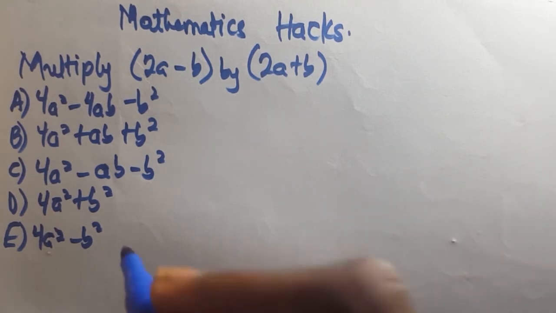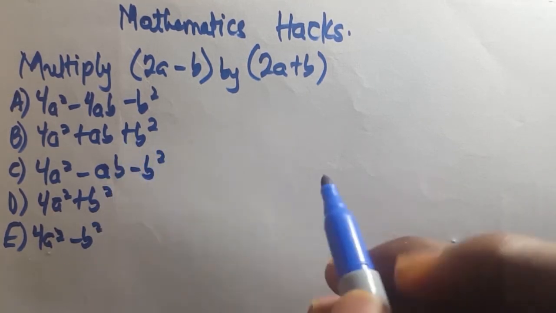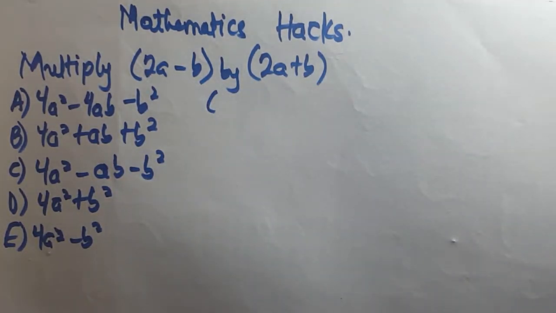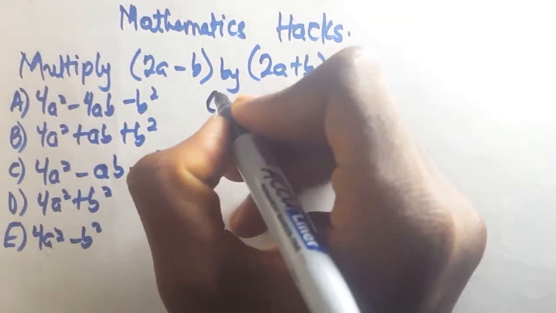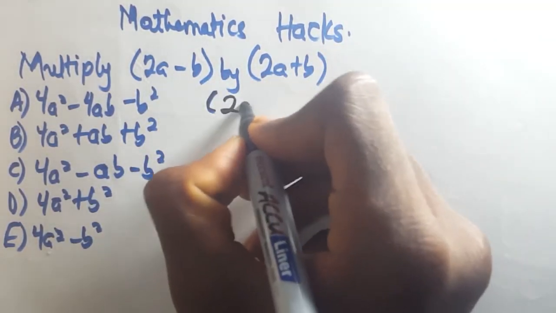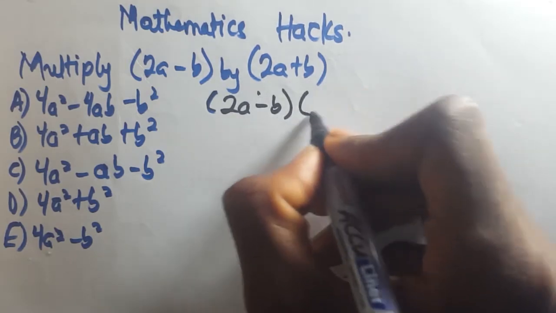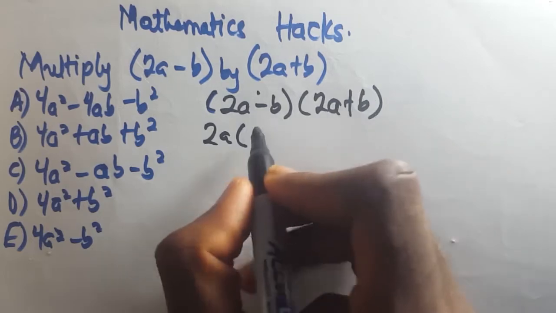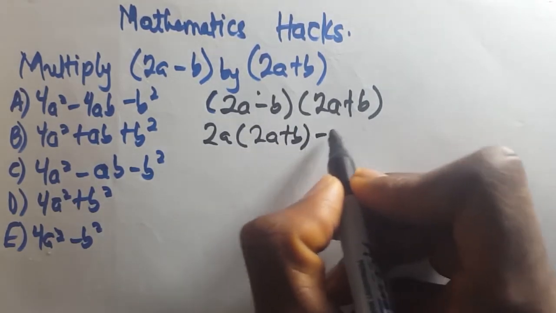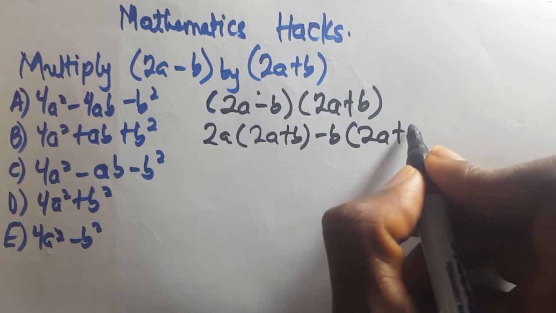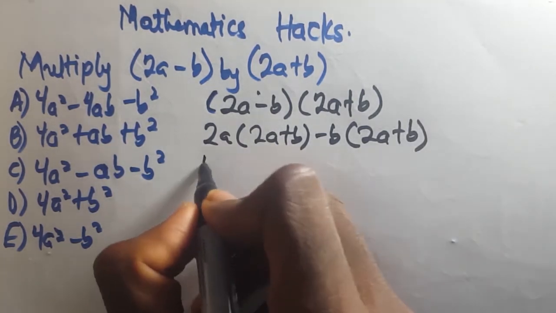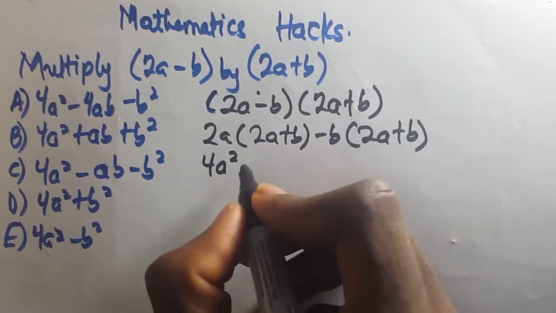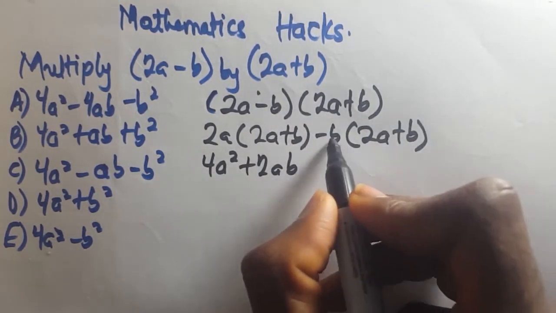Let's continue. So with this question 2, we are told to multiply. So to multiply, let me change the marker. To multiply, we are going to have 2a minus b, 2a plus b. So 2a times everything in this bracket, 2a plus b, then minus b, 2a plus b. We are going to have 4a squared over here, because 2 times 2 is 4, a times a is a squared. Positive 2ab.